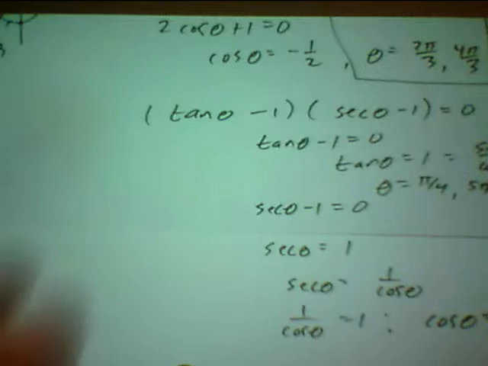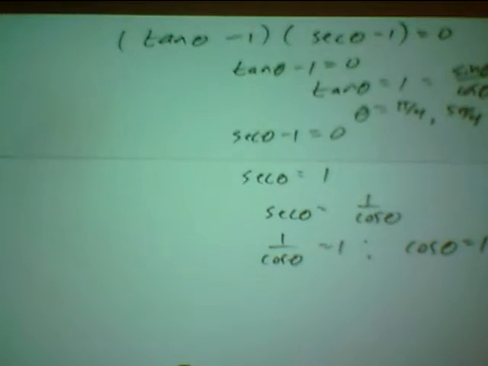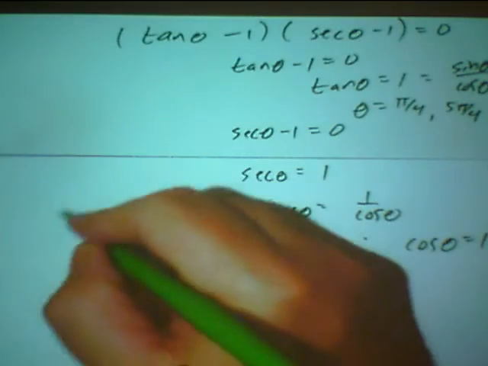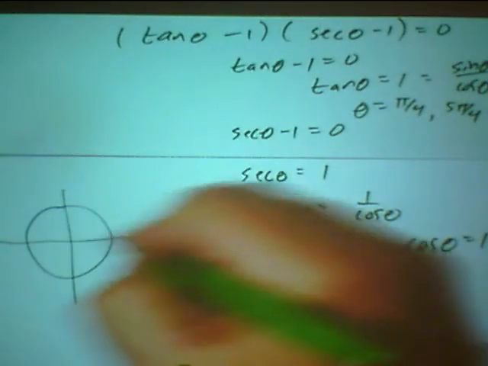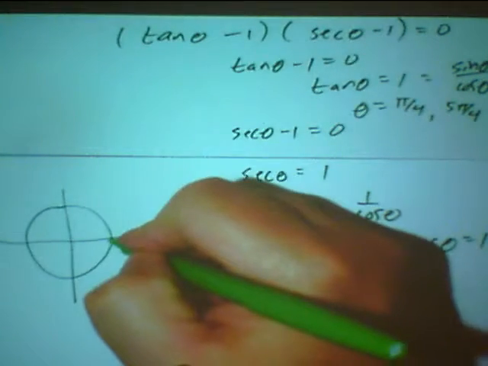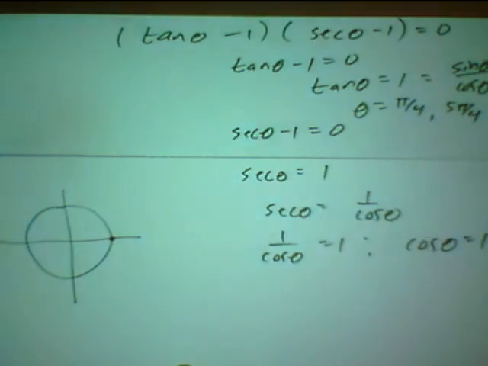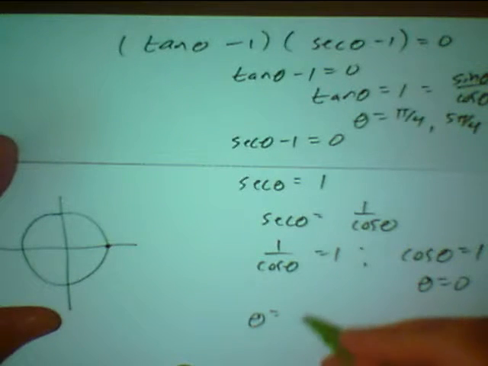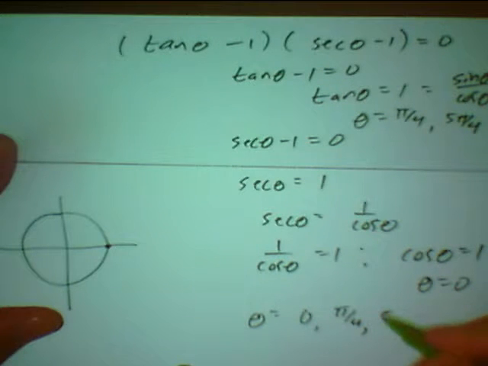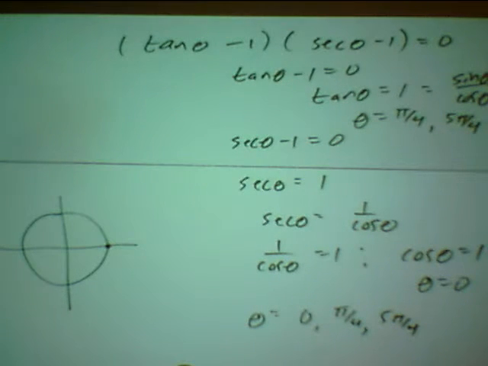So once again, I go to my unit circle and I say, let's go find the angles where the cosine is 1. The cosine is the x-coordinate. Where's the x-coordinate 1? How about right here? What angle is that? That's 0. So in a sense, I have 3 solutions now. I have 0, I have pi over 4, and 5 pi over 4.